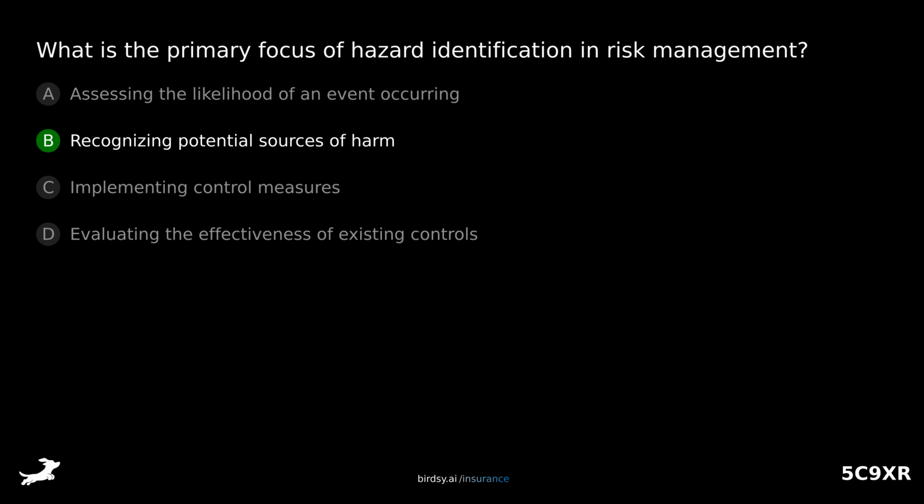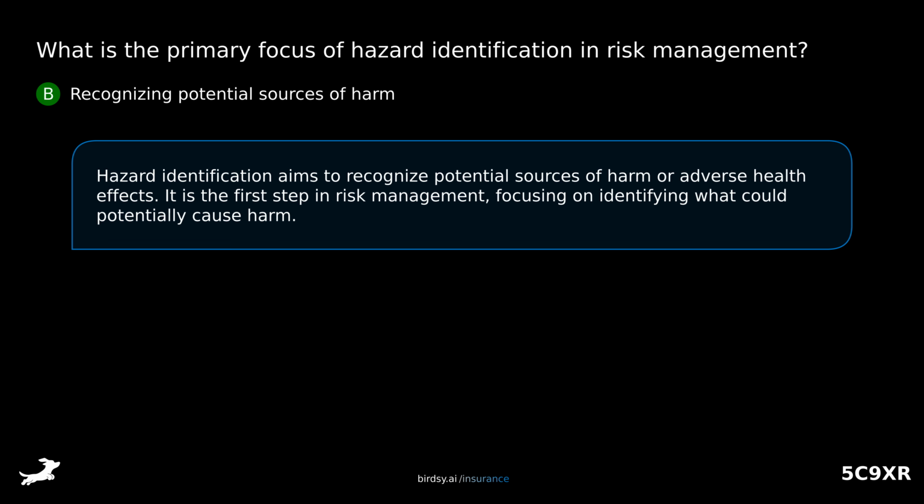The answer is B, recognizing potential sources of harm. Hazard identification aims to recognize potential sources of harm or adverse health effects. It is the first step in risk management, focusing on identifying what could potentially cause harm.